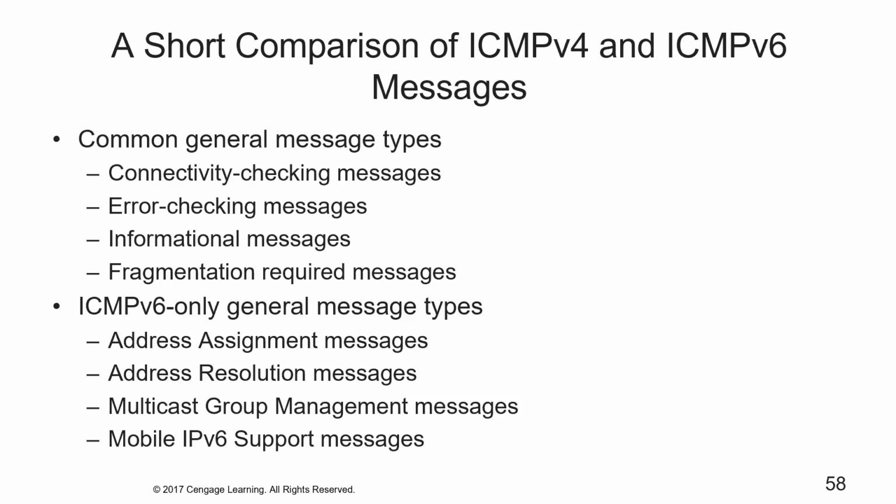So when we compare ICMPv4 and v6 messages, they perform the same basic functions. However, ICMPv6 provides added functionality. So common general message types between the two: connectivity checking, error checking, informational messages, and fragmentation required messages. But in IPv6, there's some specifically new messages that don't apply to ICMPv4: the address assignment messages, address resolution, multicast group management, and mobile IPv6 support messages.